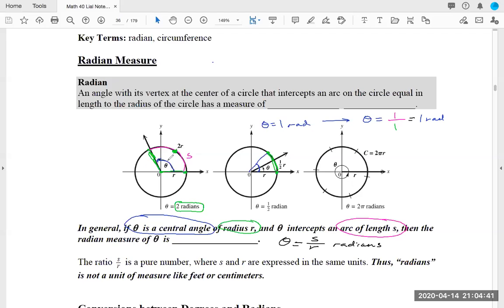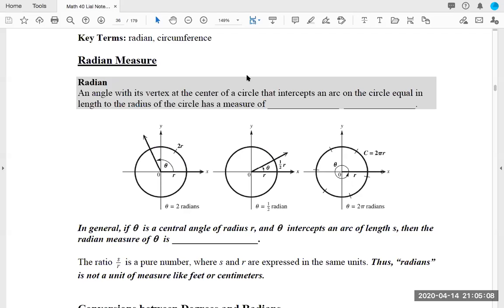Okay. So the thing is, if the radius of your circle increases, and your theta value stays the same, then your S value is also going to increase. That's going to be kind of important for us for this topic. Okay, so let me save this and clear it.